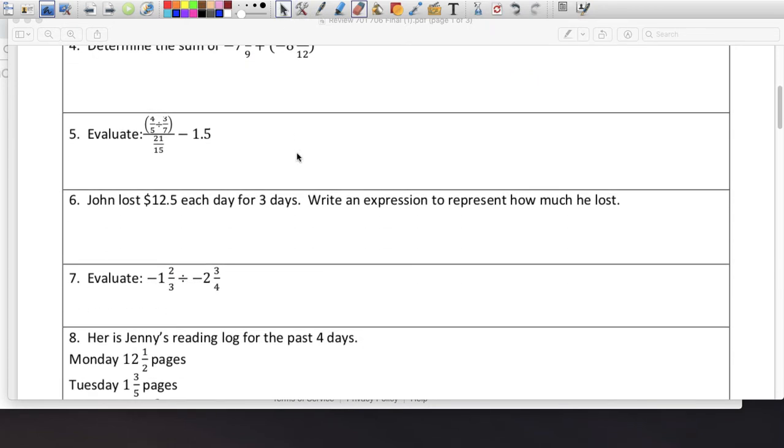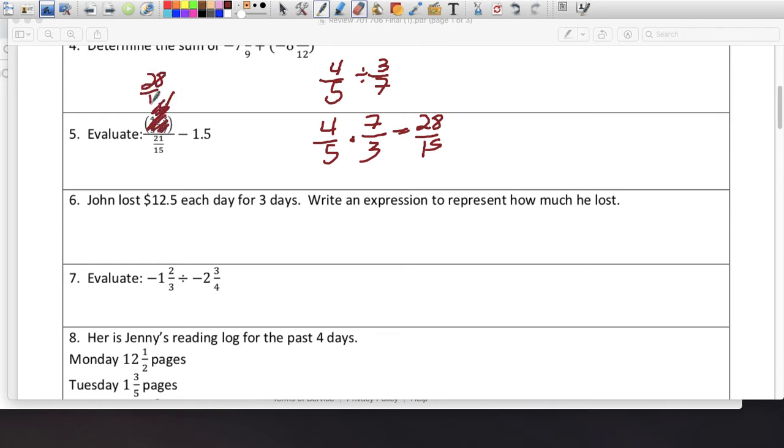I have to take care of this one first, right here. Actually, I'm just going to do it. So 4/5 divided by 3/7, that's what's inside. Keep, change the division to multiplication, reciprocal, right? So this ends up being 28 over 15. So this whole thing I'm going to cross out, and I'm going to write 28 over 15. Now it's a fraction divided by a fraction, right?